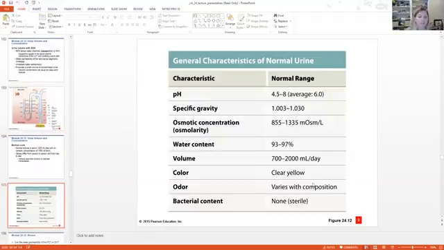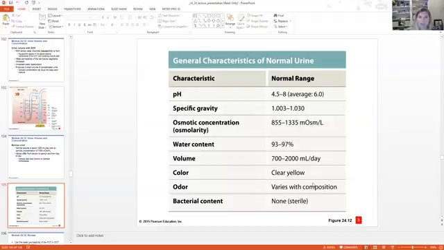So some characteristics of urine, right? An average pH, it can be acidic, it can be alkaline. Typically it's a little acidic, average is around 6.0. Specific gravity, this is kind of like density almost, is how heavy it is. It's much like water, a little bit heavier than water. Has an osmotic concentration, again, around 1,000, variable though. Mostly water, up to 97% water concentration. Volume is going to vary based on your intake.